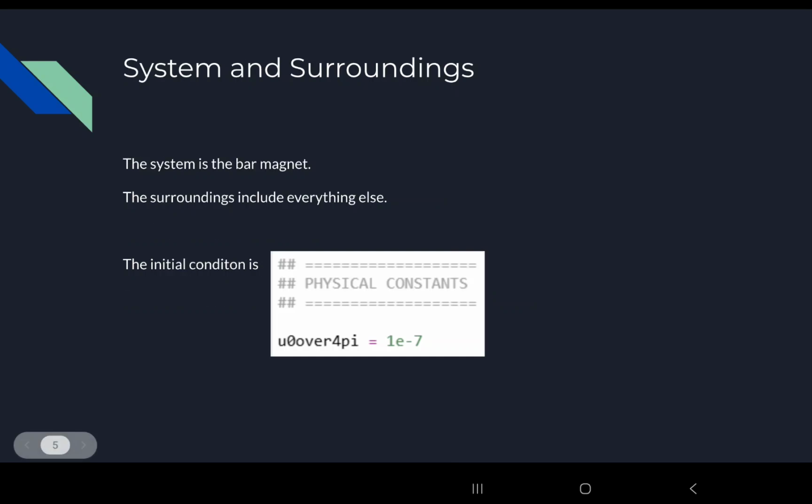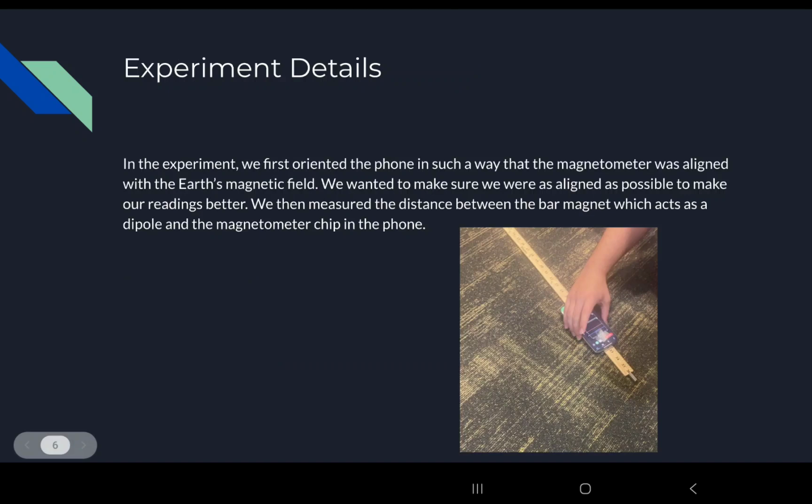Our system is the bar magnet, and our surroundings include everything else. The initial condition is the constant mu naught over 4 pi, which is equal to 10 to the -7. To begin our experiment, we oriented the phone so that the magnetometer was aligned as closely as possible with Earth's magnetic field to get better readings.